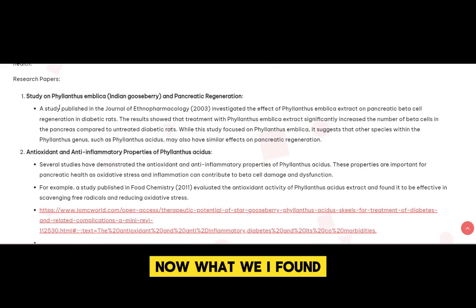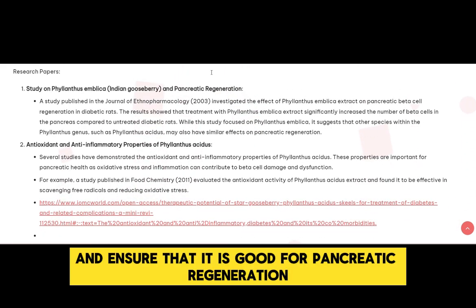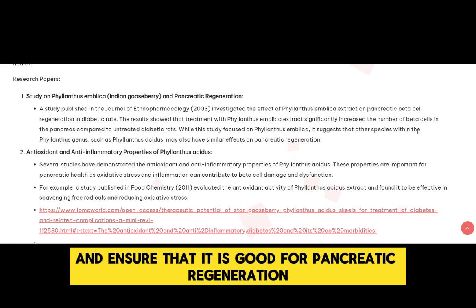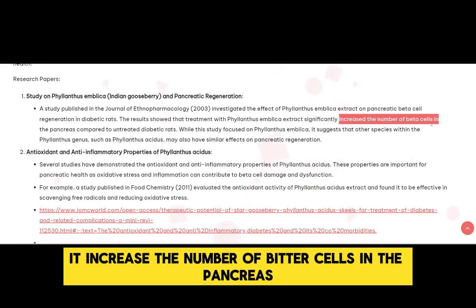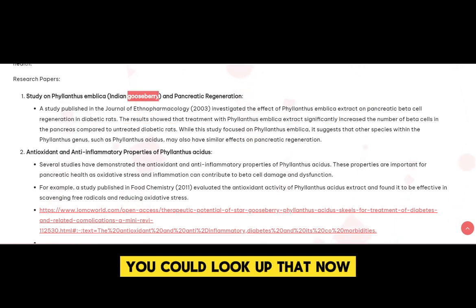Now, I found this study on a similar plant, which is called the Indian gooseberry, and they show that it is good for pancreatic regeneration, and it increases the number of beta cells in the pancreas. That is the one from India, which is called the Indian gooseberry. You could look up that.